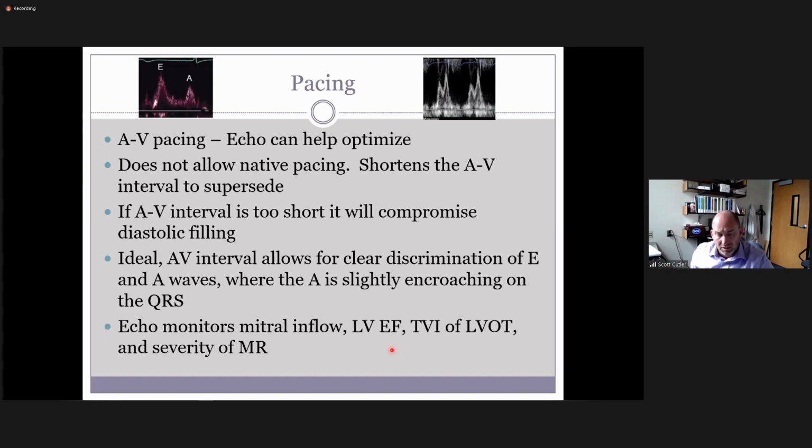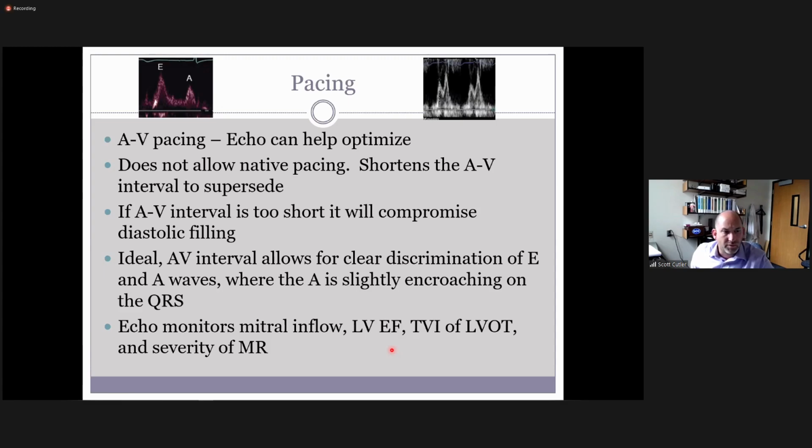So the pacemaker in these cases does not allow for native pacing. It doesn't let the heart do the contraction on its own, it's doing all the work for it. We shorten the AV interval to supersede. If the AV interval is too short, it will compromise the diastolic filling.